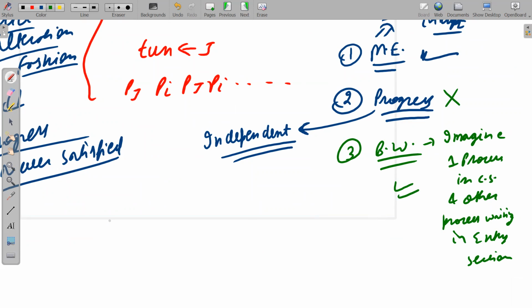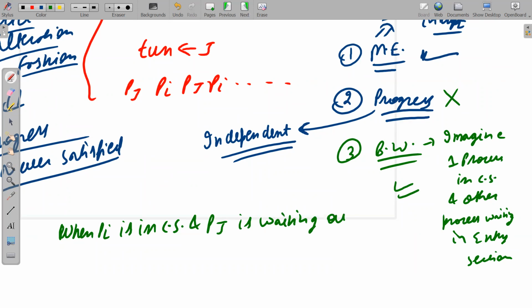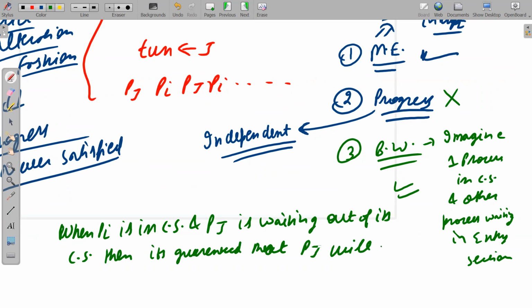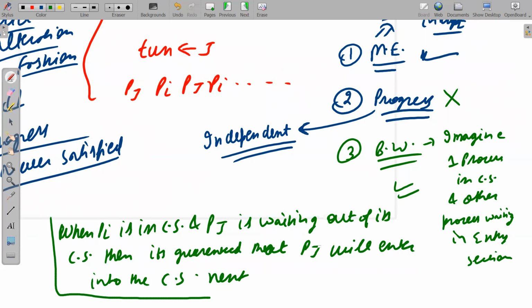If you want me to write, I will write it like this. When PI is in CS and PJ is waiting out of its CS, then it's guaranteed, I'm using the word guaranteed, that PJ will enter the CS next. Hence, I will say bounded waiting is satisfied.